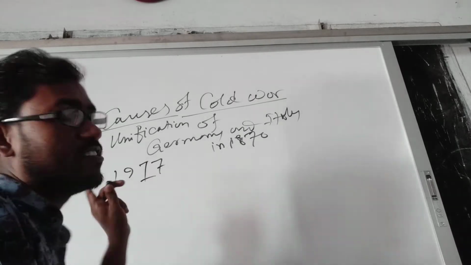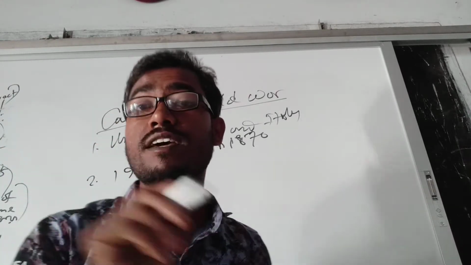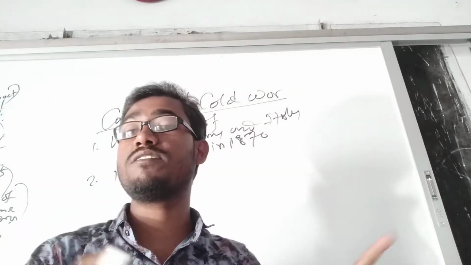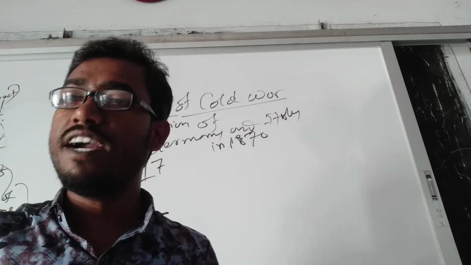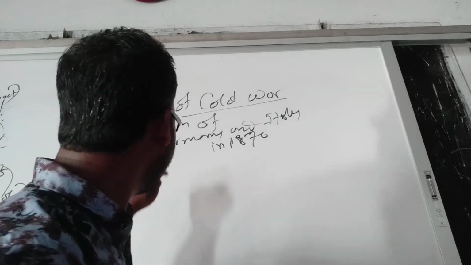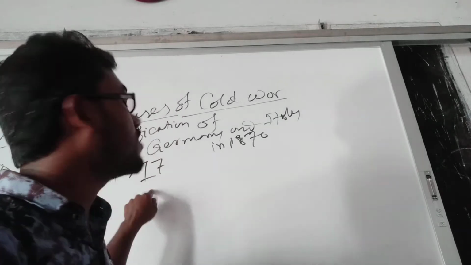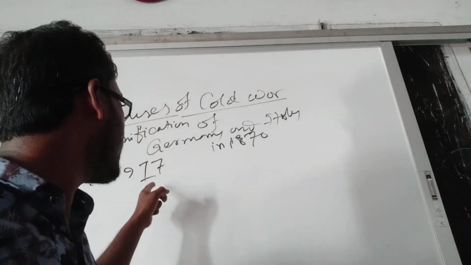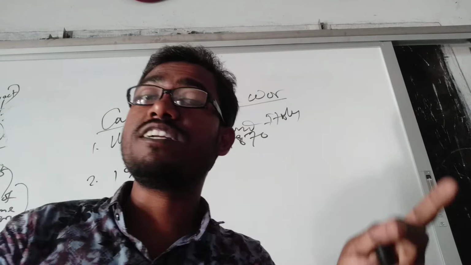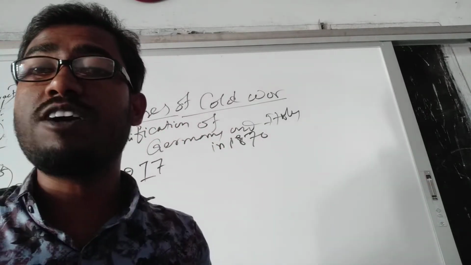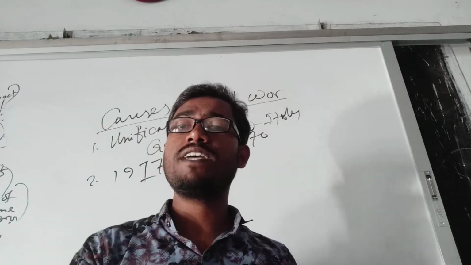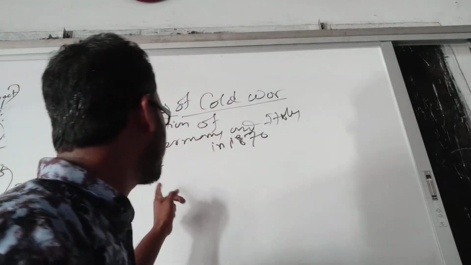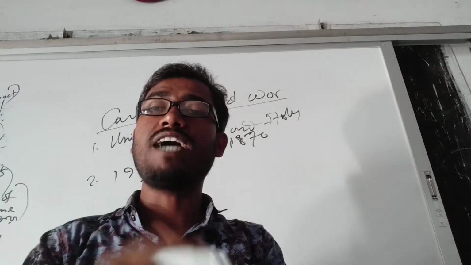Secondly, in 1917, there was the Russian Revolution. From this revolution, communism was established in Russia, particularly in the USSR. When the communists came to power in Russia, there was a difference between two ideologies, because the Western countries were led by capitalism, and on the other hand, Russia was led by communism. So there was an ideological problem.